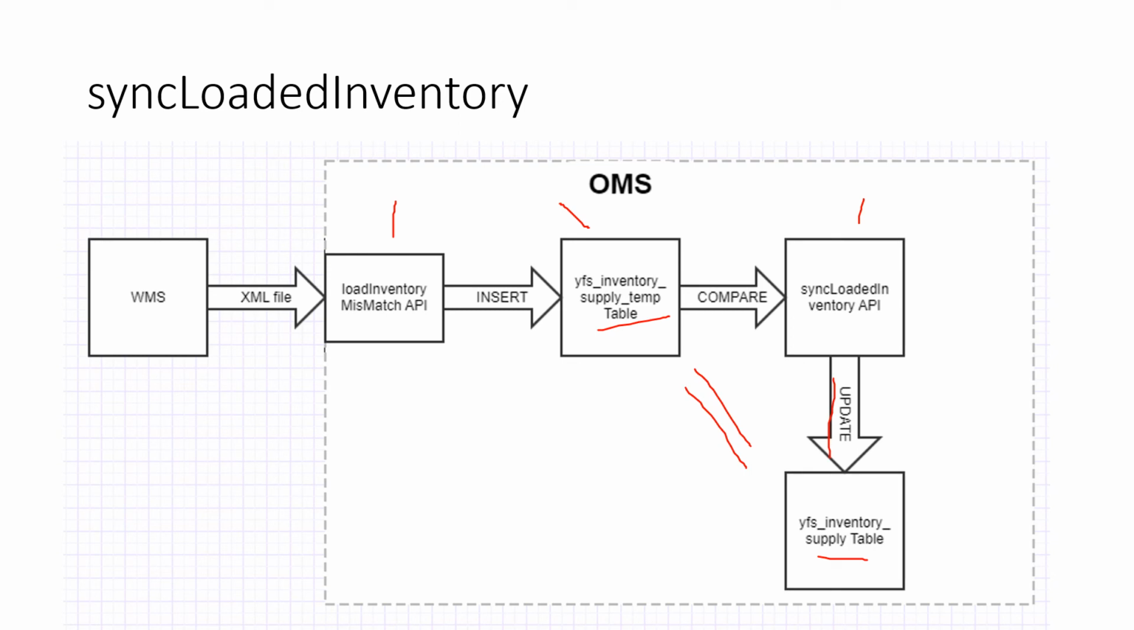So let's say item A is having 10 quantity here, and item A is having 20 here. When the syncLoadedInventory API runs, it will make this 10. In case A is having 10 quantity in the supply temp table as well as in the inventory supply table, then syncLoadedInventory is not going to update anything.